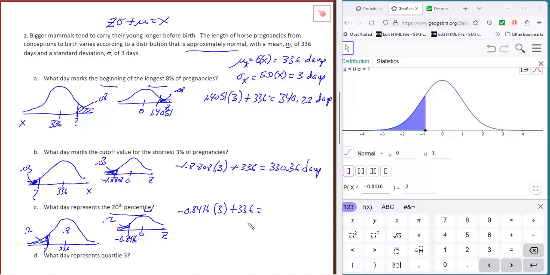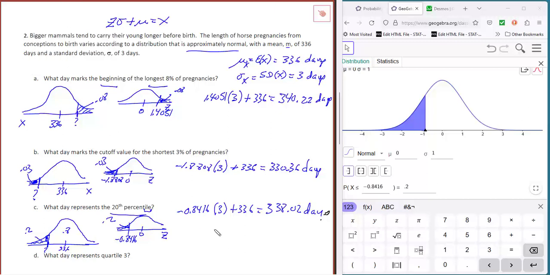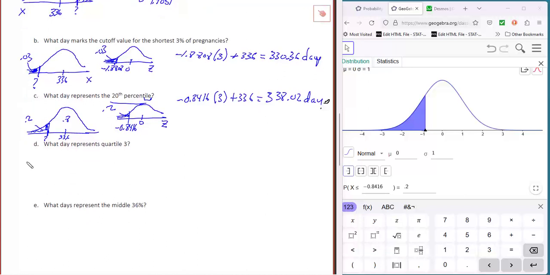Again, I will enter this into a calculator. And when I do this, I get that the cutoff for the 20th percentile is 338.02 days. Again, it's all been rounded. Okay. One last one. Oh, no. There's one more of that. What represents quartile 3? Okay, quartile 3.